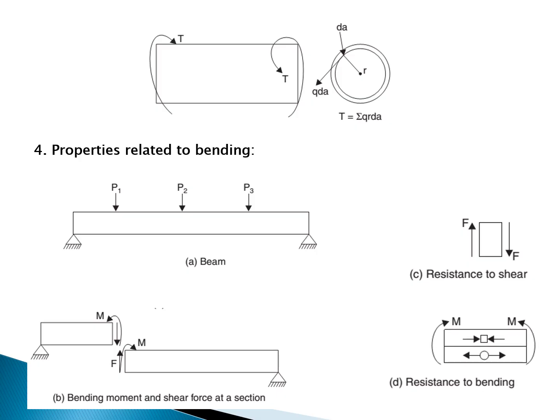So for resistance to bending, if you see figure D, the middle line is called the neutral layer or neutral axis. Due to the bending of the beam, above the neutral layer the beam is subjected to compression, and below that neutral layer the beam is subjected to tension, if the moment is as shown in figure D.